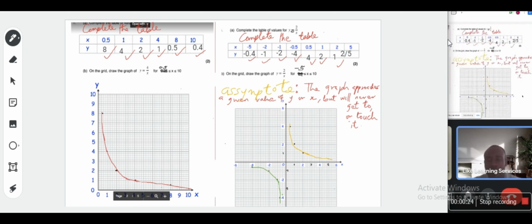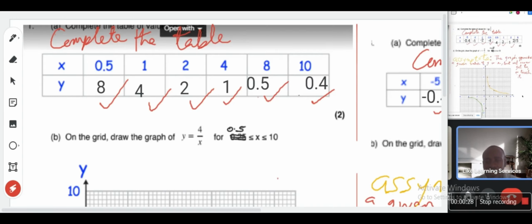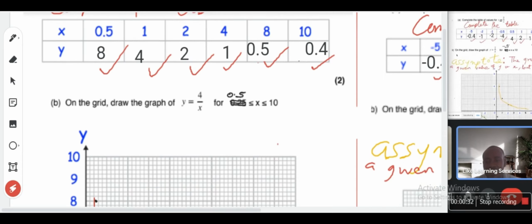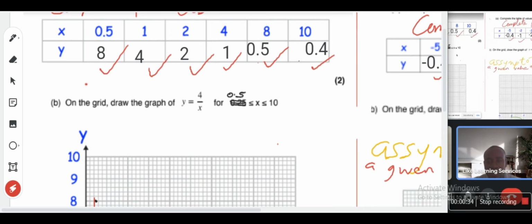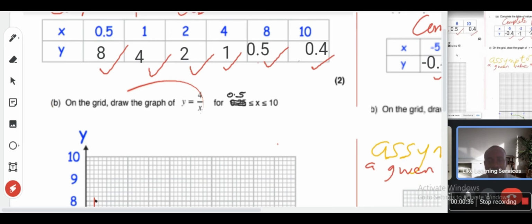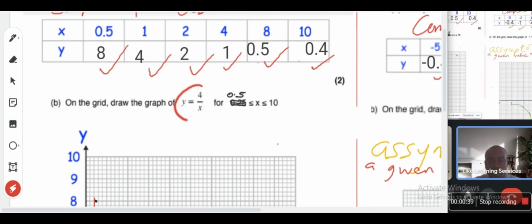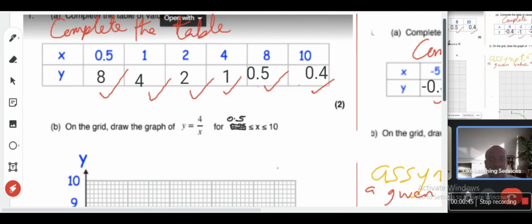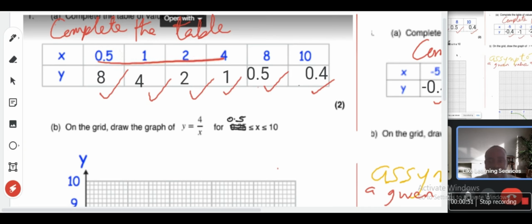All right, so for instance, you have this. I think I need to zoom in a bit. You can see it. Please try and zoom in so you can see it from your end. This first question says, on the grid, draw the graph of y equals 4 over x for 0.5 less than or equal to x less than or equal to 10. Basically, it's asking you to find tables of values of x and y from 0.5 to 10.